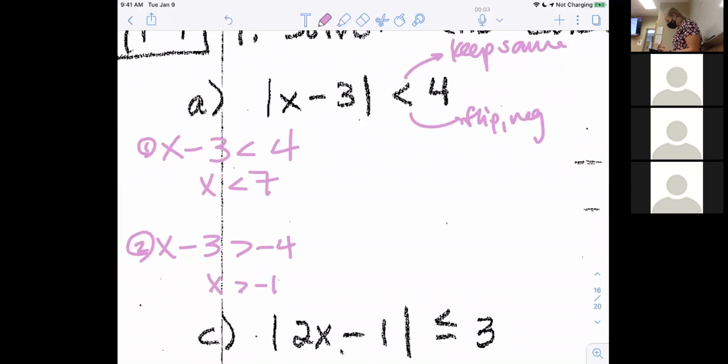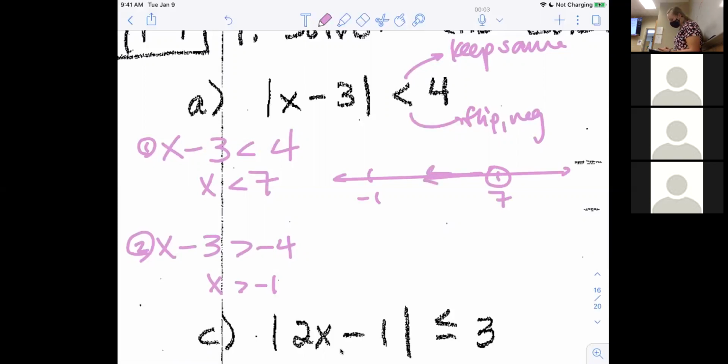Okay, from here, I'm going to draw a little number line, and I'm going to graph this. So all of our answers should be graphed and in interval notation. So I would graph -1, I'd graph 7. Am I going to do an open or closed on 7? Open, and am I going to shade to the right or to the left? Left. Left for less than. So I'm going to shade this way.